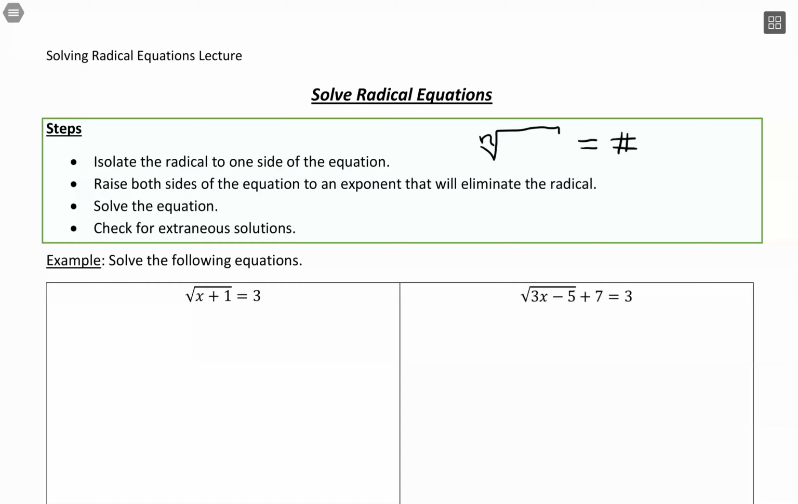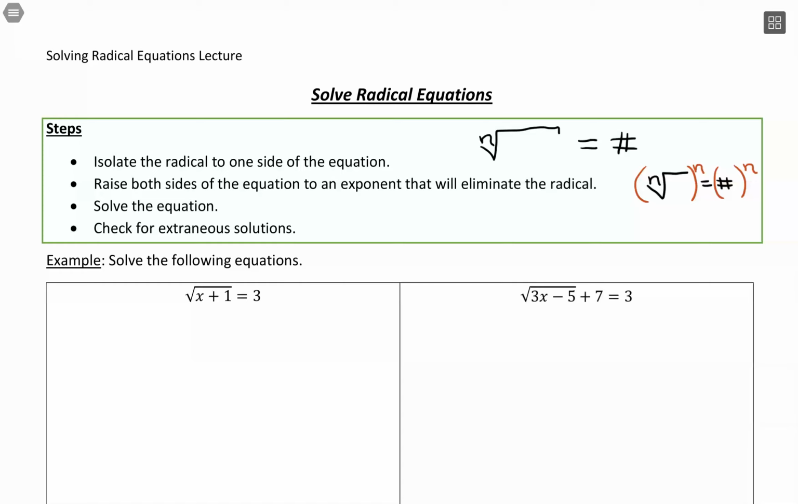Then what we can do is raise both sides of the equation to an exponent that will eliminate the radical. So what that's going to look like is when we get to the stage where we're taking this nth root of whatever, and that equals some number, what we can do is raise both sides of the equation to an exponent, and the exponent you're going to choose is going to match the radical. So whatever level root you're taking, that's the level of exponent that you want to use.